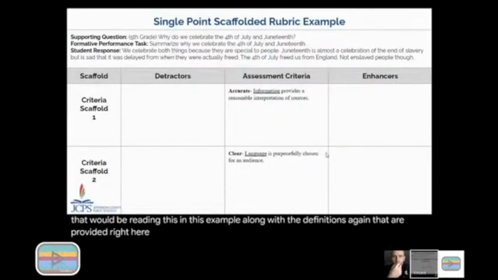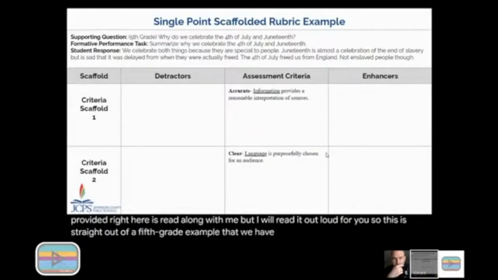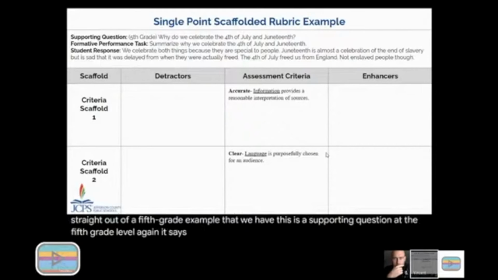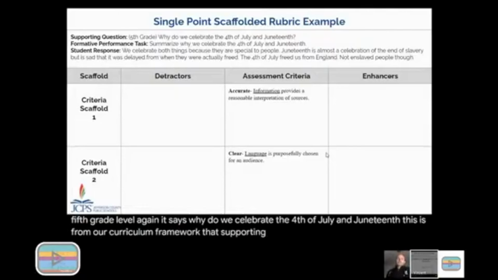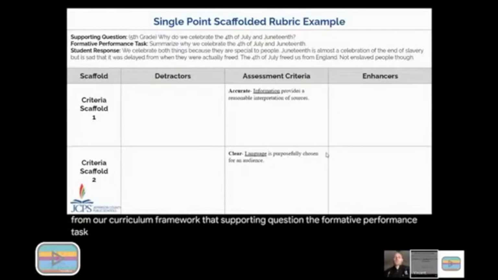And what I would like to do is have you read along with me, but I will read it out loud for you. So this is straight out of a 5th grade example that we have. This is a supporting question at 5th grade level. It says, why do we celebrate the 4th of July and Juneteenth? This is from our curriculum framework, this supporting question. The formative performance task is asking them to summarize why we celebrate the 4th of July and Juneteenth.